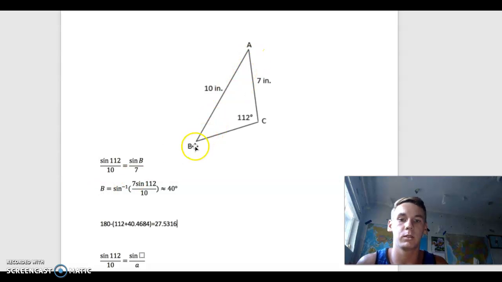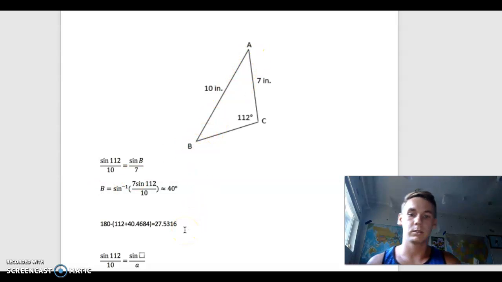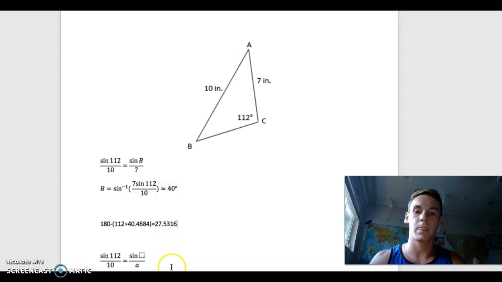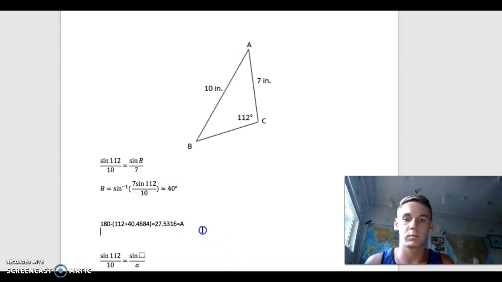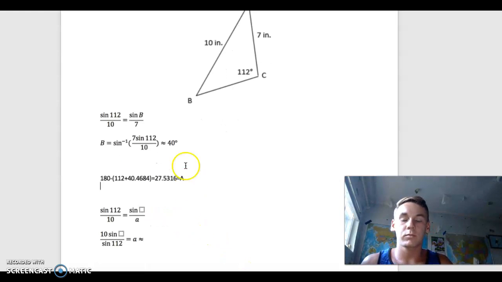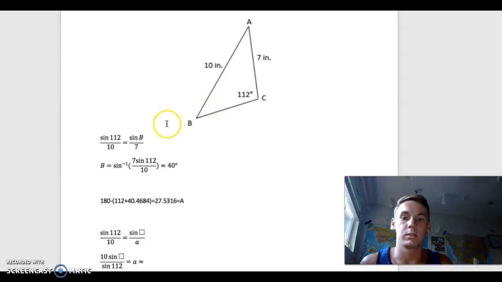You solve for angle B, and the last angle is angle A. So now you've solved for the two angles that are missing. You've solved for B and you've solved for angle A.